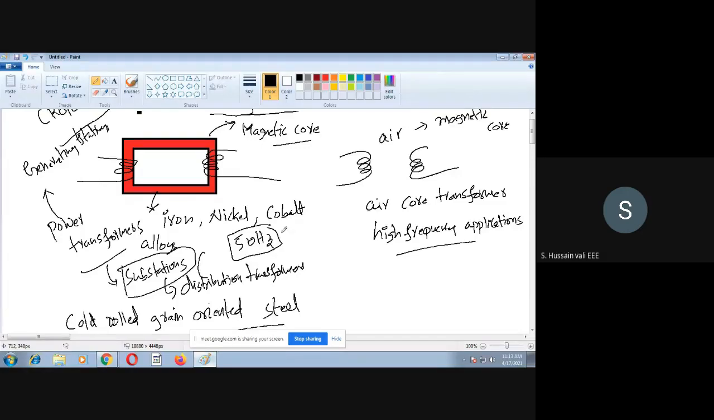The reason why we use this is that it generally has high permeability and you will have fewer losses. These are advantages. Just remember now that generally CRGO steel is used in the case of power transformers. We will know slowly, one by one, how exactly this magnetic core affects the performance of the transformer. One by one, we'll just go ahead.